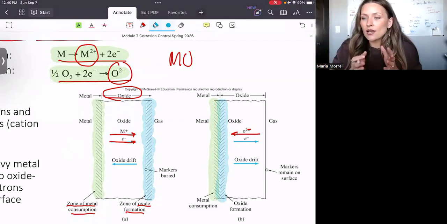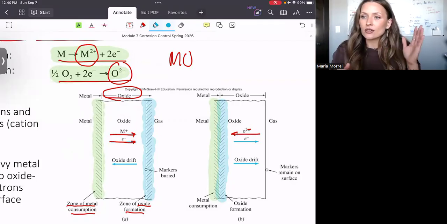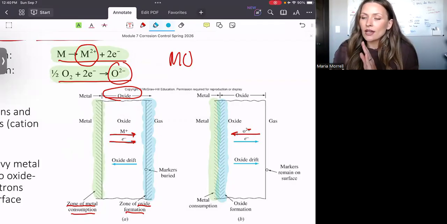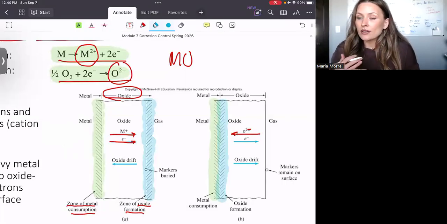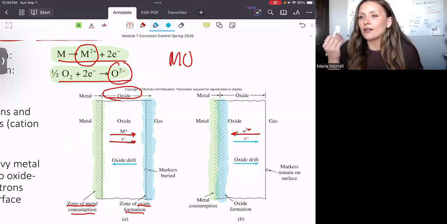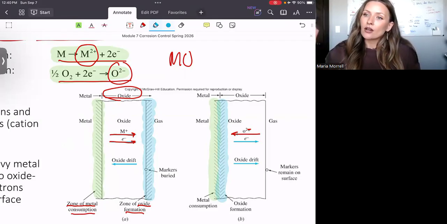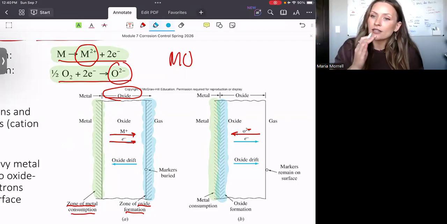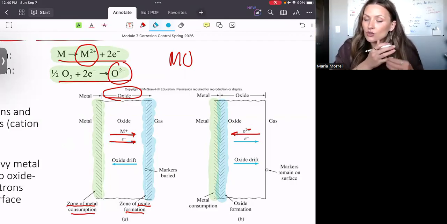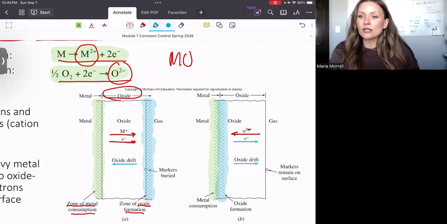In the most common case, we have metallic cations that are drifting to the outer surface, and then we have the formation of the oxide. And then with some heavy metals, you actually have the oxygen, right? And specifically the oxygen anions, right? Negatively charged oxygen ions diffusing through the oxide layer till they reach this metallic surface where the metal is consumed and the new oxide is produced.